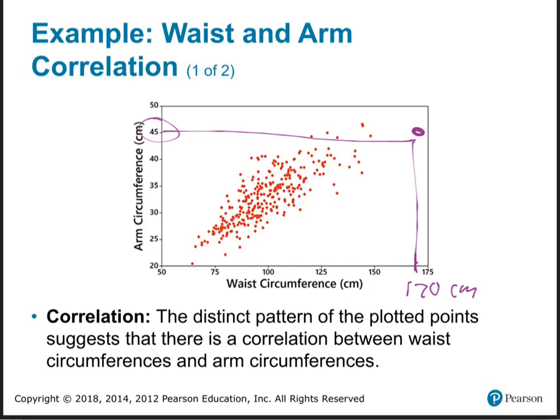Circumference just means around the outside. So let's say this dot right here. What does that mean? This person has about 130 around their waist, and maybe 33 or 34 around their upper arm. Make sense on that?